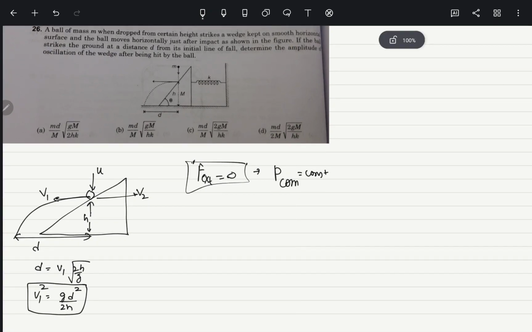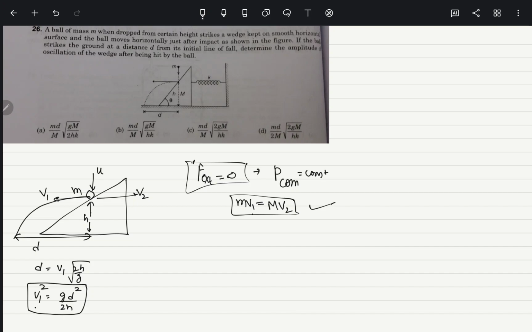So the momentum of the ball, that will be in horizontal direction. The mass of the ball is m, that is given. So m v1 will be equal to the mass of the wedge, which is capital M, into v2. So that is the equation we have. Now from this equation, we can calculate v2, right? We put this value v1 here and we get v2.